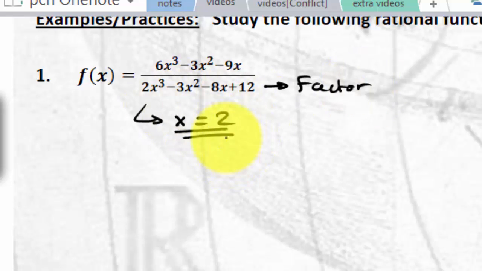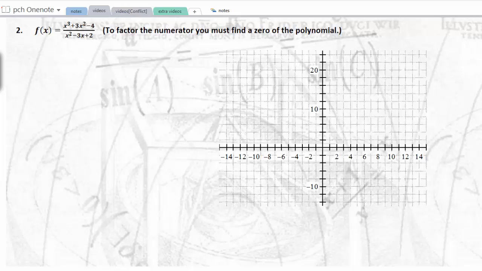And after that you should be able to factor it completely. I don't need to give you any indication for the top, it's pretty simple. Let me go over example 2. The first thing I do whenever I have to study a rational function is try to factor top and bottom.